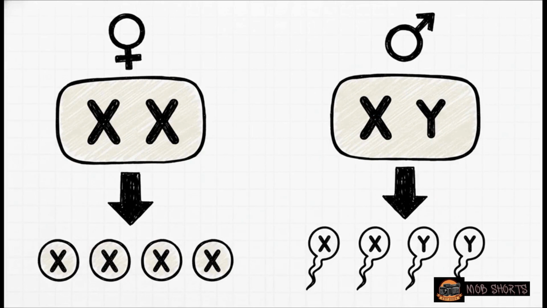And this right here, this is the key to everything. Since females are XX, every single egg they produce through meiosis is going to contain one X chromosome. There are no other options. But for males, since they're XY, half of their sperm will end up carrying an X chromosome and the other half will carry a Y. This single difference is what it all comes down to.